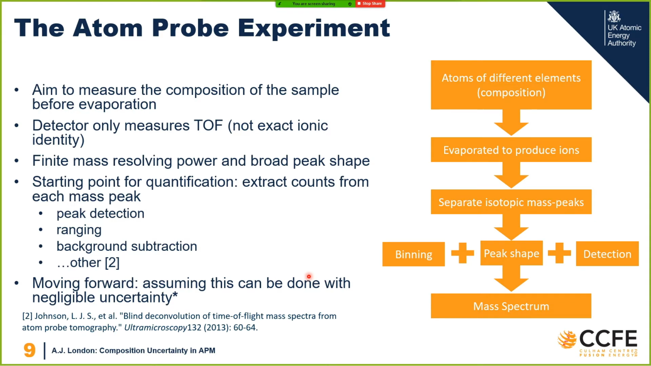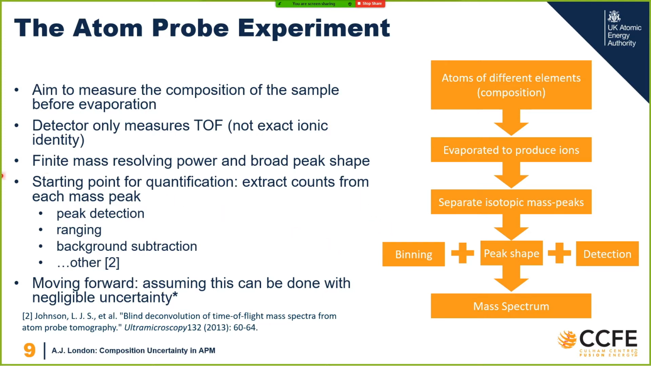So what we aim to do is to measure the composition of a specimen before it's evaporated. So that's what we're aiming to get at. Our detector only measures timing data. So it doesn't even measure position, it measures timing data, and we have to turn that into position and time of flight. So, on the detector, these things are linked together. We have finite mass resolving power, so we end up with a specific peak shape, and that might be a fundamental difference, or that might be just blurring on the detector.